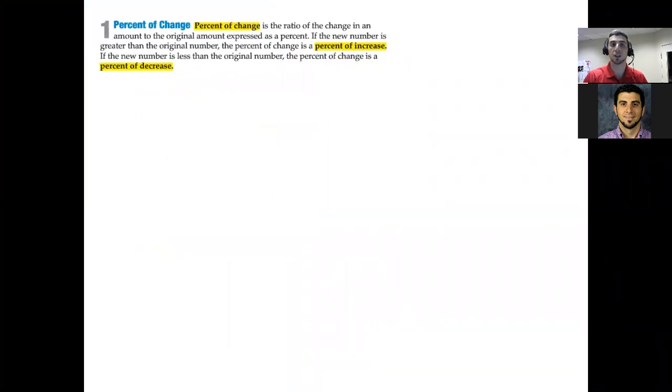Percent change is the ratio of the change in an amount to the original amount expressed as a percent. If the new number is greater than the original number, the percent change is a percent of increase. If the new number is less than the original number, the percent of change is a percent of decrease.